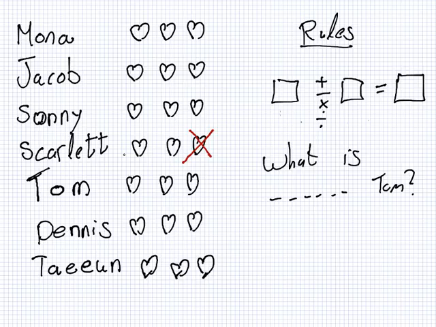What is 5 plus 5? What is 12 over 6? 7? Ooh, no. 2. Okay, go on, Jacob. What is 9 times 8? That is 72. Okay, go on.